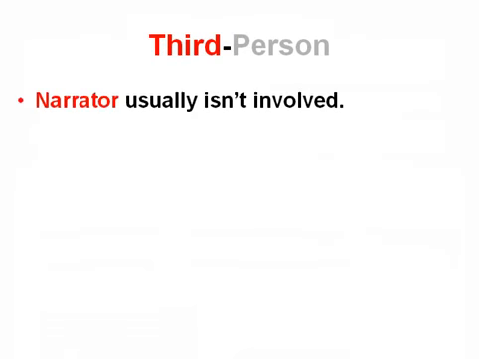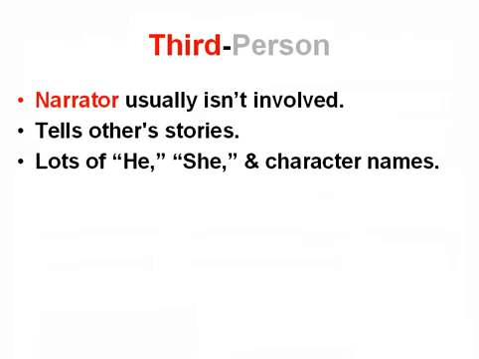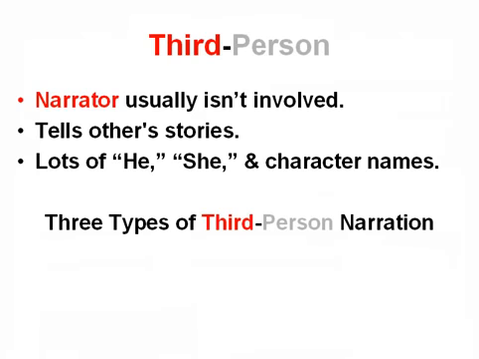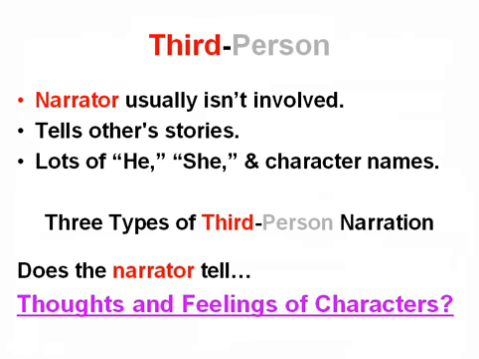Third person. In third person, the narrator usually isn't involved in the story. He or she is telling other people's stories. That is why the narrator will be using lots of he or she's, as well as characters' names. There are 3 types of third-person narration. The difference between the 3 types is basically on the question, does the narrator tell the thoughts and feelings of the characters? So the only thing that we're concerned with is identifying whether the narrator is revealing the thoughts and feelings of the characters, as this is what differentiates the 3 types of third-person narration.